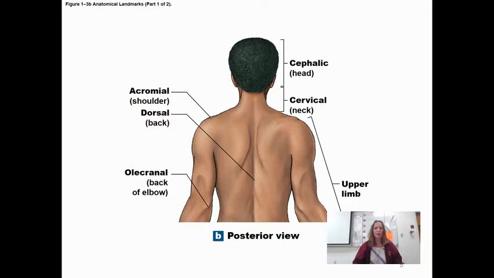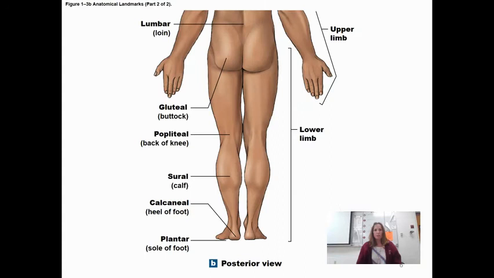Here's a posterior view of the lower body. So let's see. Probably gluteal will be familiar to you, the buttocks, and maybe, I'm not sure, lumbar is the lower back. A lot of these are going to be new. Calcaneal, your Achilles tendon is the same thing as the calcaneal tendon, so that might be helpful to you if you've heard of that. But spend some time. And even if you want to pause the video and work on this and then go on, that's going to be good use of your time.